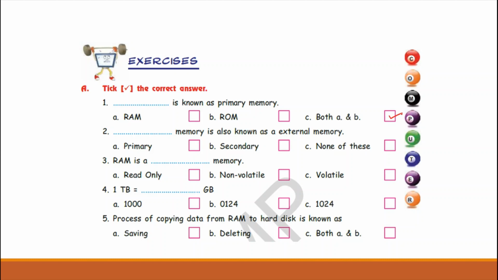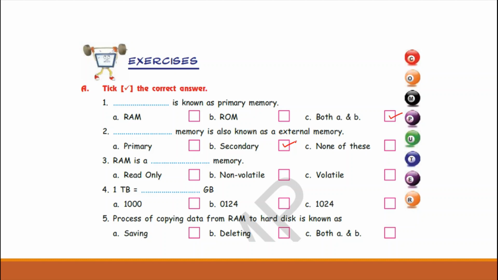Number 2, dash memory is also known as an external memory. Since you have made in the chart of classification that the secondary memory is also known as an external memory, the right option for this question is B.